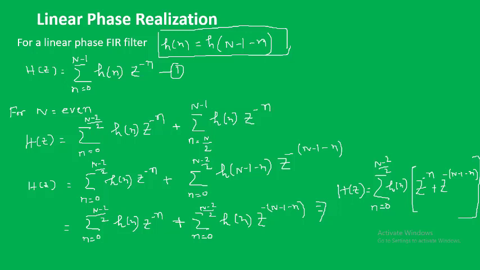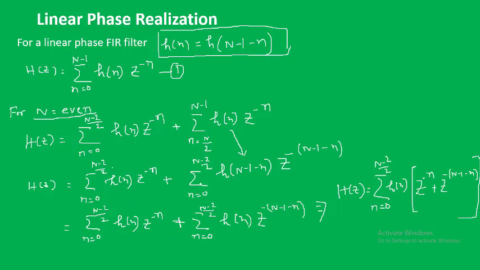With this, if we proceed, then H of z for N even, we can equally divide them: from n equal to 0 to (N minus 2) by 2, and N by 2 to N minus 1. In these two parts we can divide. Now if we replace n with N minus 1 minus n, accordingly this limit will also change. So now we will have the limit n equal to 0 to (N minus 2) by 2, and here also you see that we have the same limit.